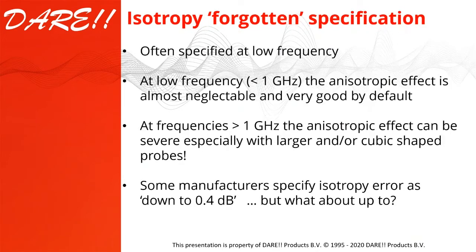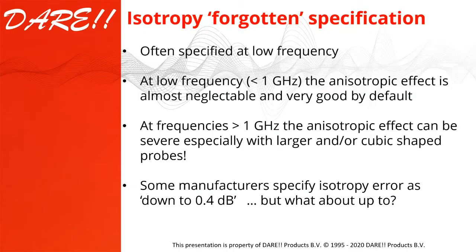Then you may question, okay, how is isotropy specified? Very often we see it is specified at low frequencies. Sometimes it's a spot frequency, sometimes it's 100 megahertz or 1 gigahertz. But why? Why is it specified at these low frequencies?